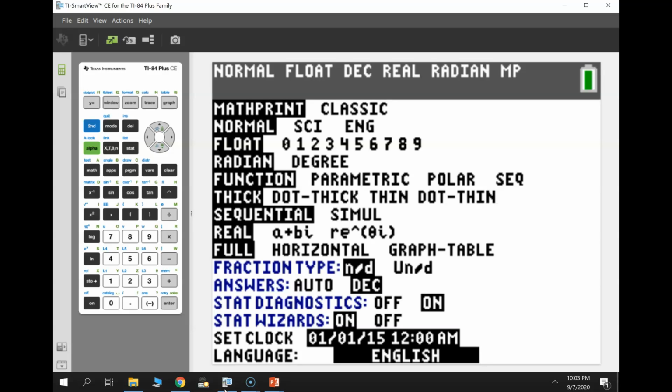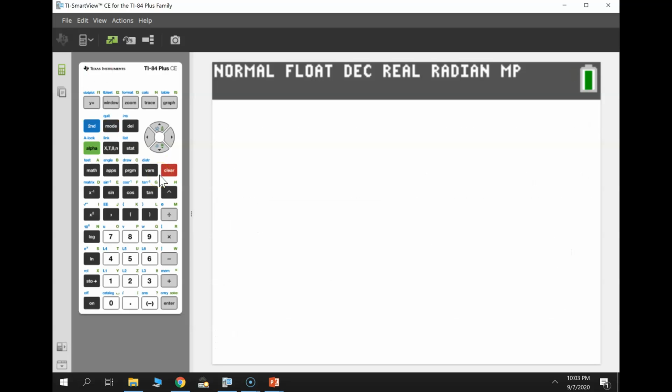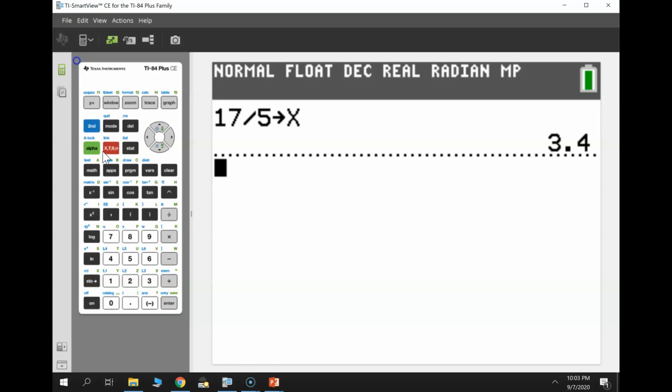All right, so there's a way that you can tell your calculator what value you want for x. You can tell it, okay, I want 17/5 stored. You can see "STO" is in red down there, so you can see where that is, stored to x. And so now when you hit x on your calculator, it will have that value stored to x.